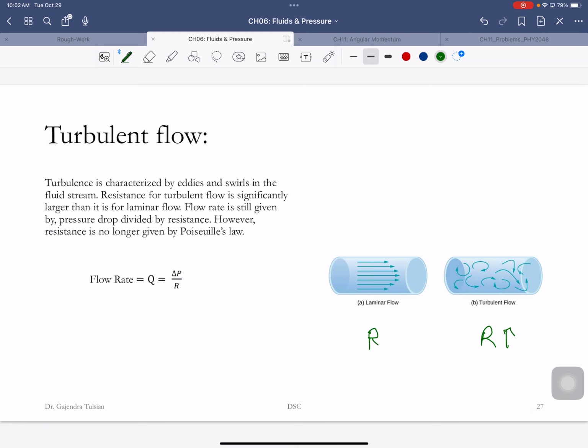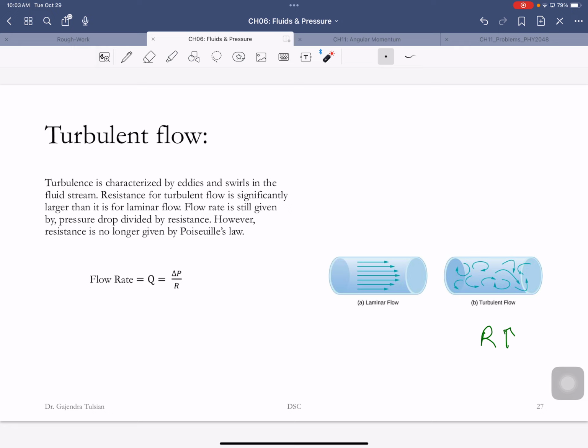Well, if the resistance goes up, to maintain the same flow rate, you have to apply higher pressure. You have to work harder. So you don't want turbulent flow. For instance, if flow becomes turbulent in your blood vessels, your heart would have to work harder to maintain blood flow. So turbulence is not good. It costs you money.